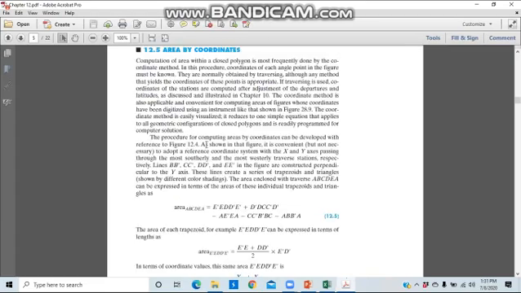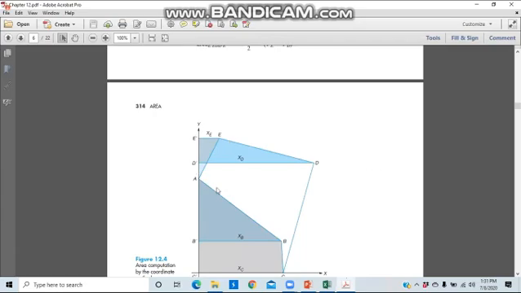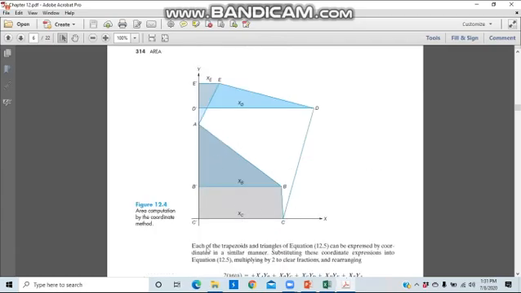The procedure for computing areas by coordinates can be developed with reference to figure 12.4. This is figure 12.4. As shown in the figure, it is convenient but not necessary to adopt a reference coordinate system with x, y axis passing through the most southerly and the most westerly traverse station, respectively. Lines BB dash, CC dash, DD dash, and EE dash are constructed perpendicular to the y-axis, like EE dash, DD dash, BB dash, CC dash. This is y-axis, so they are perpendicular to y-axis, right?